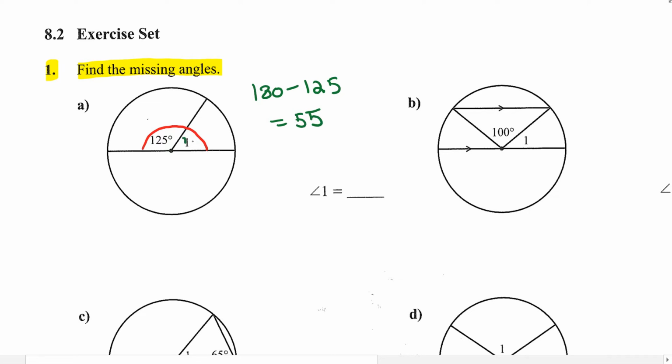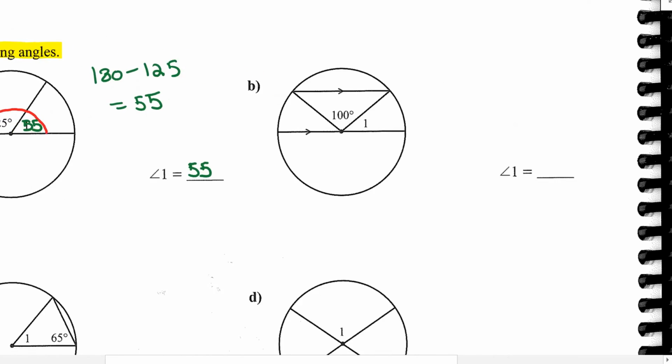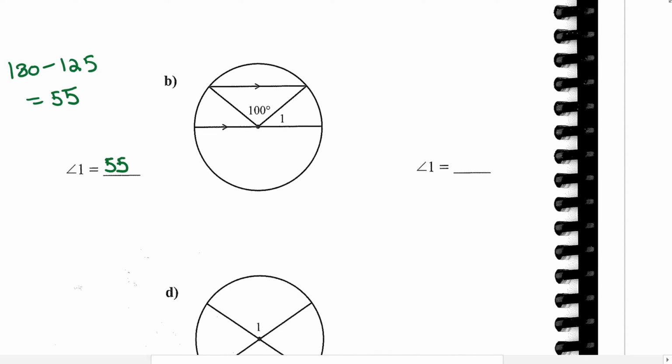So angle 1 has a value of 55 degrees, and you can see that those two angles added together will give you a sum of 180 degrees. For letter B, this green line here and this green line arrow there just mean that the two lines are parallel, and that's going to be important later on in this problem. But the very first thing I want to do is, I know this part right here is a radius, so I'll mark in my radius like that.